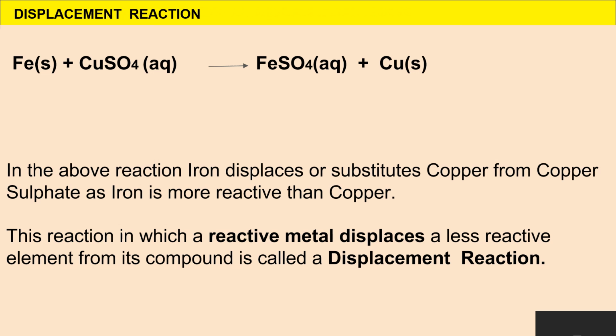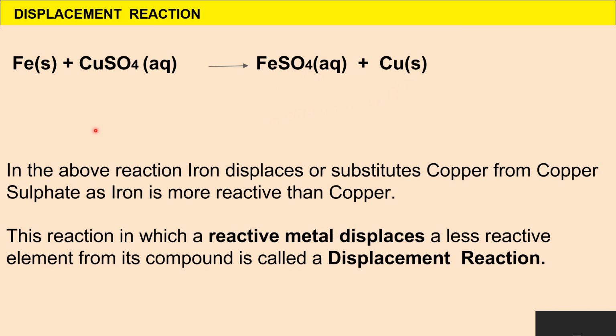This is the third type of reaction, in which a reactive metal displaces a less reactive element from its compound. Here I have taken the example of iron and copper sulfate. Iron is more reactive than copper. So iron displaces copper from copper sulfate and makes iron sulfate and copper.